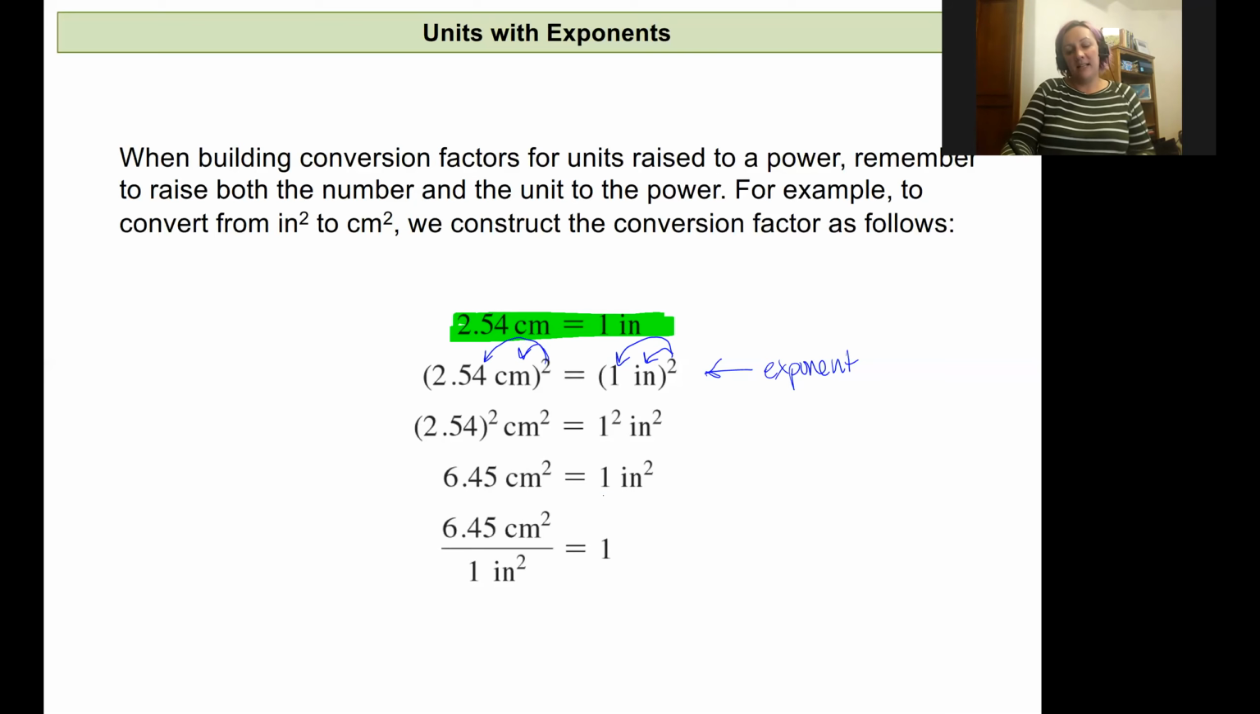And on this side, it simplifies nicely to 1 inch squared, but my 2.54 squared is really 6.45 centimeters squared. And so we have a very different value for our centimeters squared to inches squared conversion factor than we do for centimeters to inches. And this is sometimes an easy thing to forget when you're going through a difficult problem.